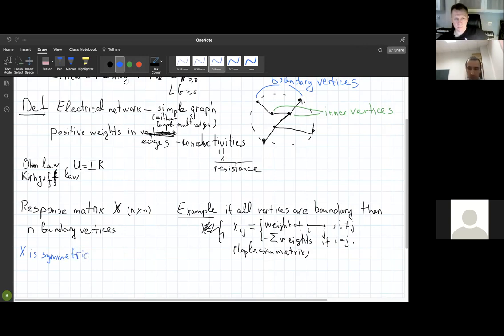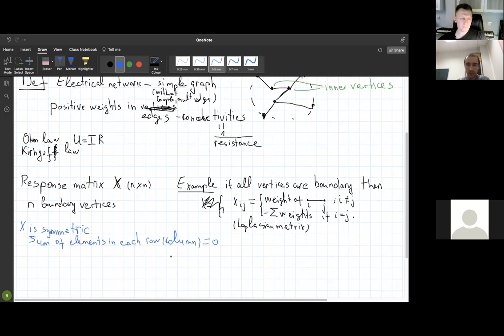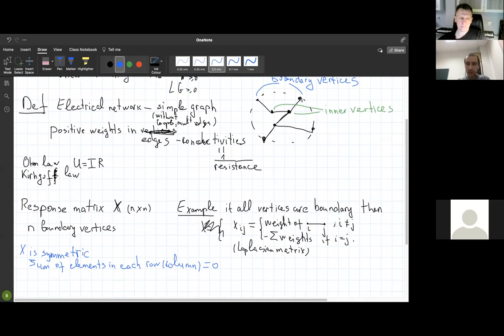and the sum of the elements in each row is equal to zero and each column, so it's symmetric, and the sum of elements in each row and column is zero. So these two properties are important for us, will be important for us. So this is an electrical network, and this is a response matrix of an electrical network.